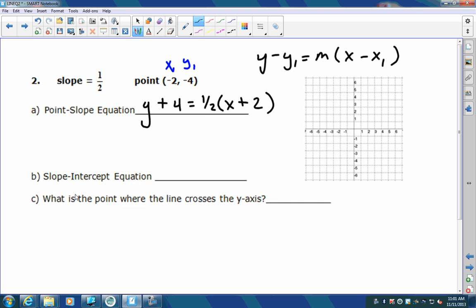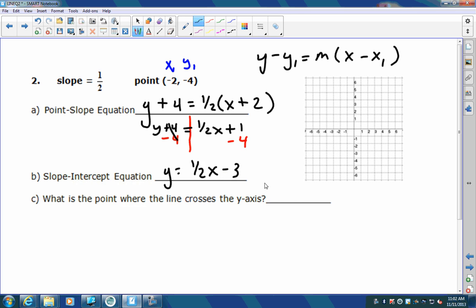Now from here, to move it into slope-intercept form, first thing I'm going to do is I've got y plus 4 stays the same. I take 1/2 times x, 1/2 x. 1/2 times 2 is plus 1. Now I move the 4 over, so I subtract 4 from each side. My equation becomes y equals 1/2 x minus 3.